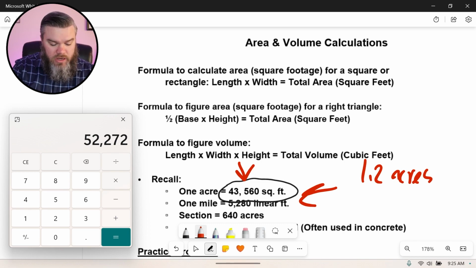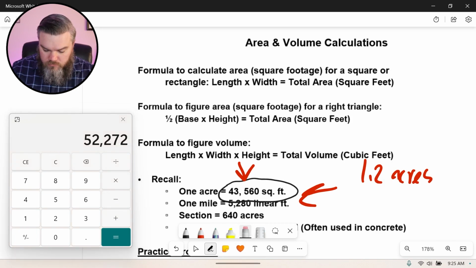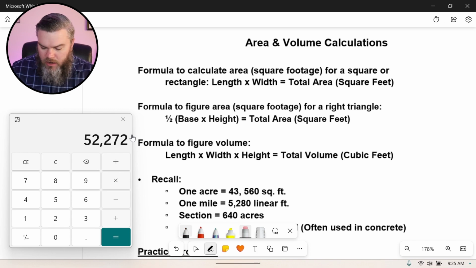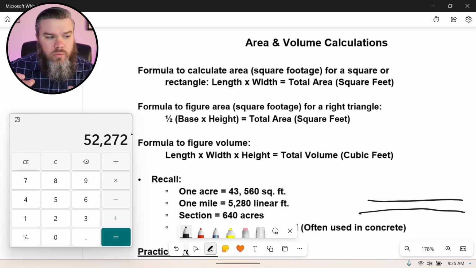And so that is the same as saying right here, right? 52,272 square feet. So let me give you another example here. If we had a lot and it said something like, it's along a road. Now, folks, don't get caught up on what it's along.